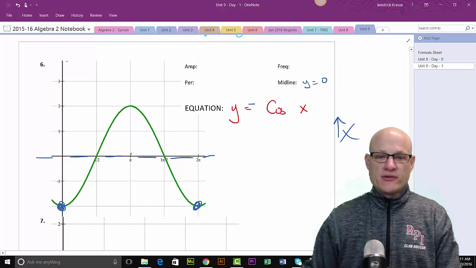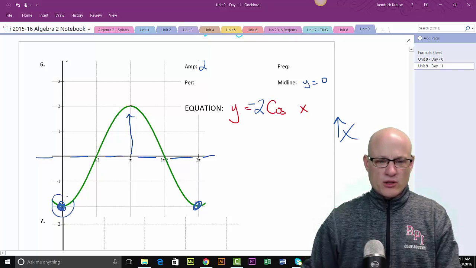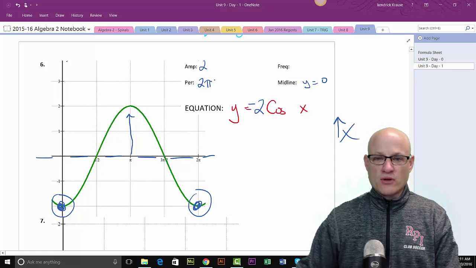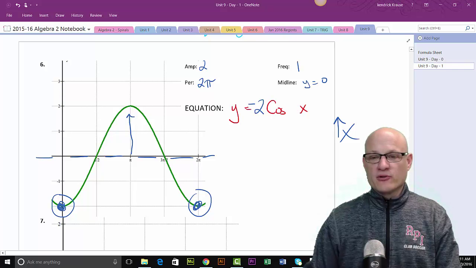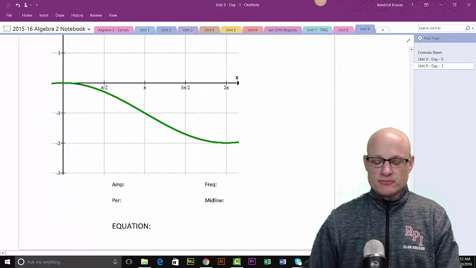My amplitude is 2, so negative 2. My period, how long does it take to finish one full curve? It takes 2 pi to finish one full curve, and it only finishes one full curve in 2 pi. So my frequency is 1. So there it is, negative 2 cosine x. That's it, kids. All right, try this last one on your own.